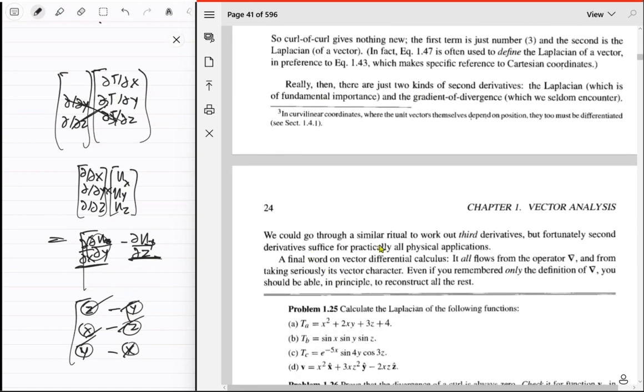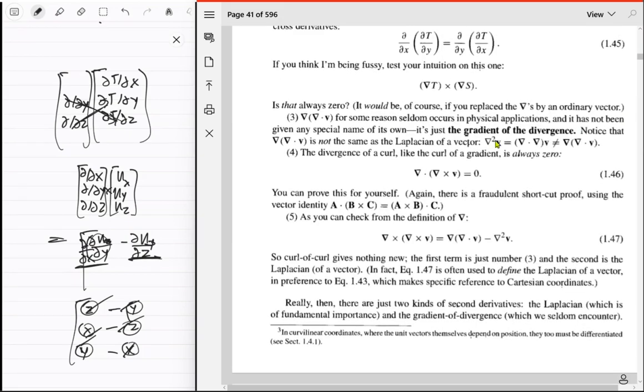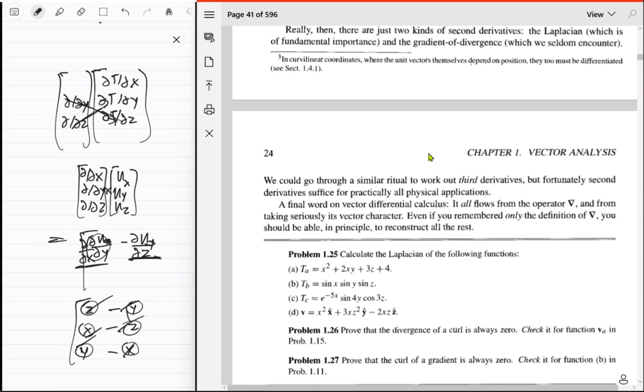Fine. We could go through a similar ritual. That explains what we did. I don't know why we did all that, to work out third derivatives. Fortunately, second derivatives suffice for practically all physical applications. Seriously, who even does all of this? Like, oh god.